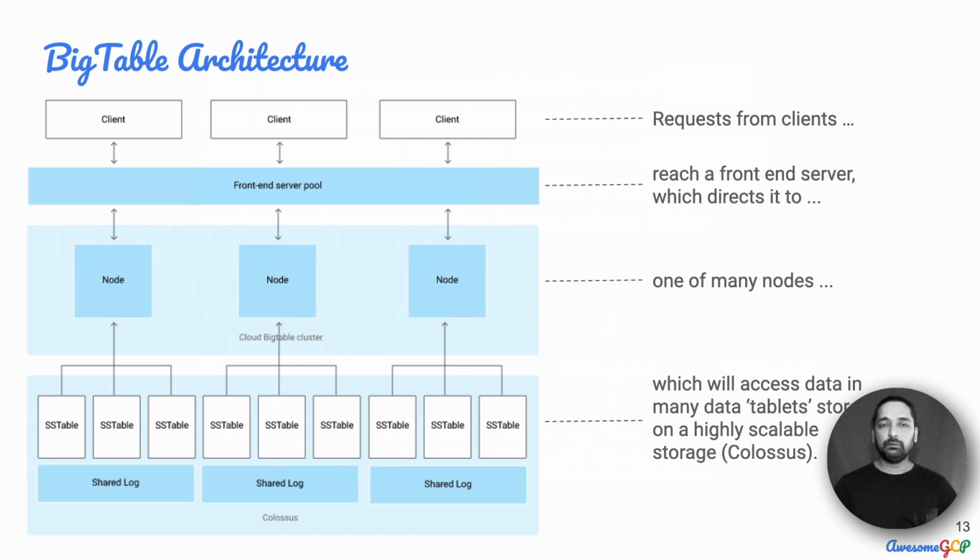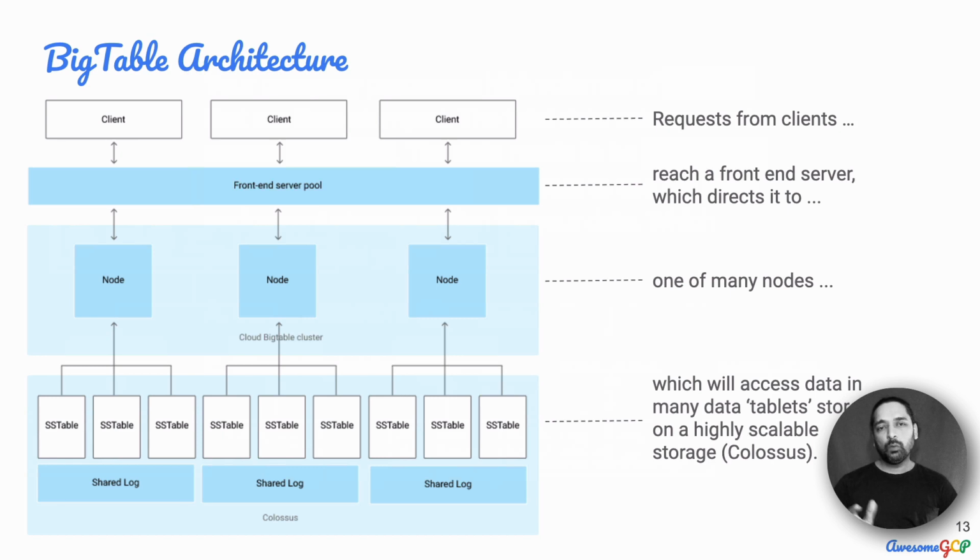Bigtable architecture usually has requests coming in from a client, which is met at a front-end server pool. From these front-end nodes, it is redirected to multiple nodes that you can specify, which in turn then accesses data in many tablets stored in a highly scalable storage called Colossus.